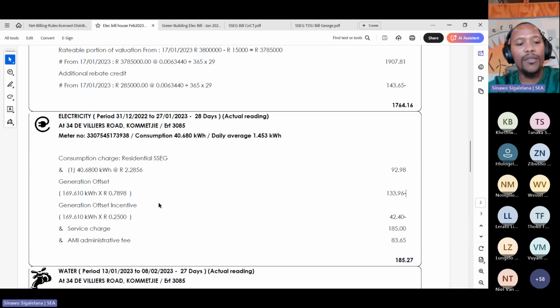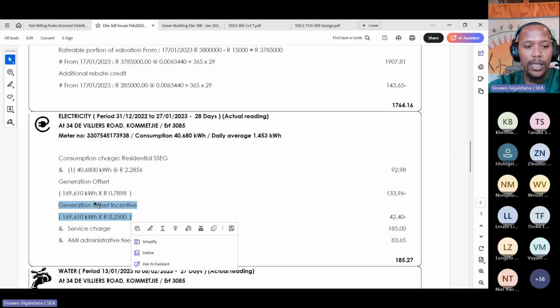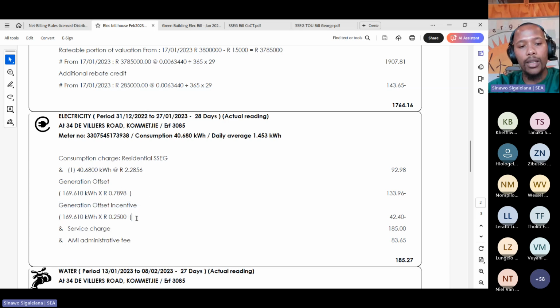And then the generation offset incentive. So this municipality has an incentive for EG customers to improve their business case. Going back to incentives, it's just an incentive over and above the export credit, just to make sure, firstly, to improve registrations, and also to encourage the uptake of embedded generation. Okay, so not much focus on that for us. We are mostly interested in the generation offset, but it is also important.